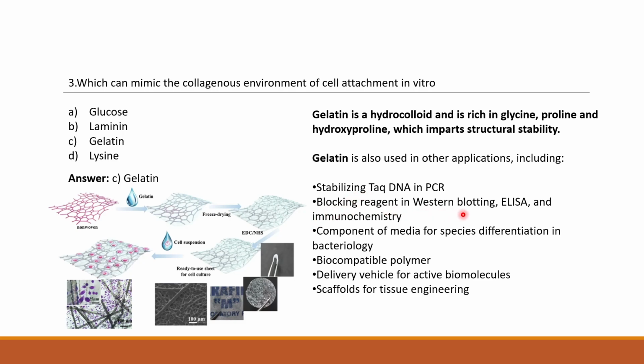And as a blocking reagent in Western blotting, ELISA and immunohistochemistry. In these, there is generally a step of blocking. Blocking is done to prevent unwanted attachment of your secondary antibody directly on either your NC membrane, your ELISA plate, or your slide with tissue sections.